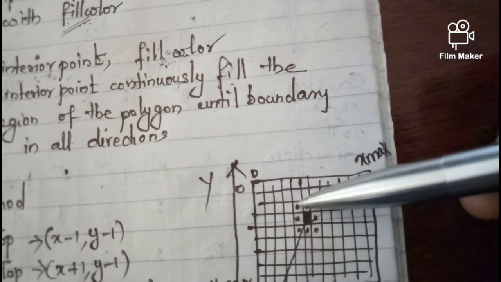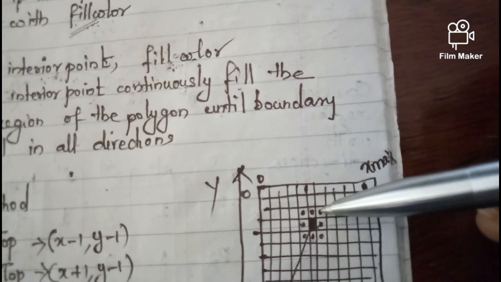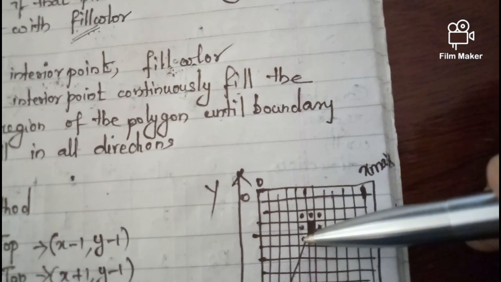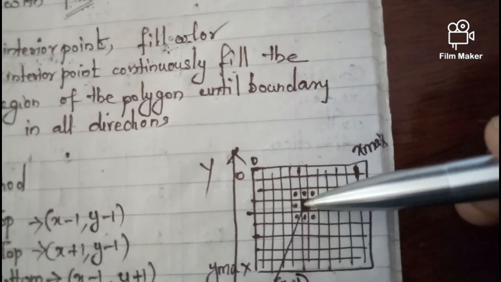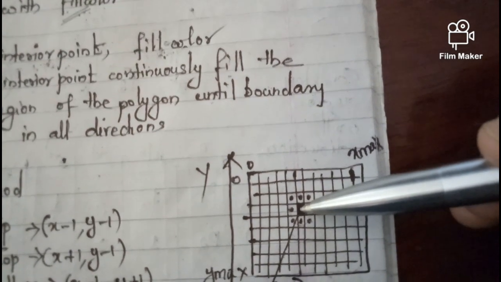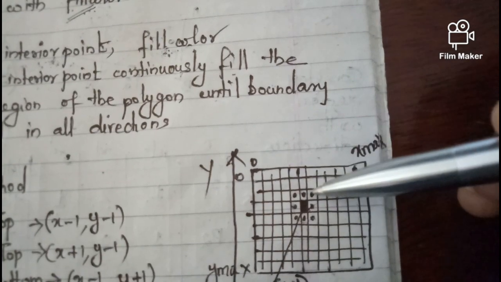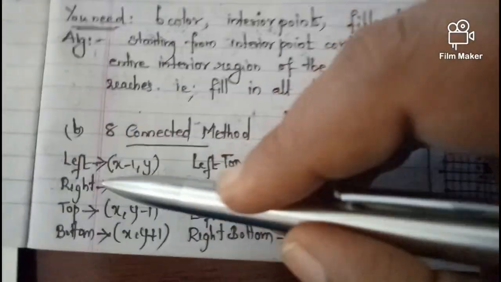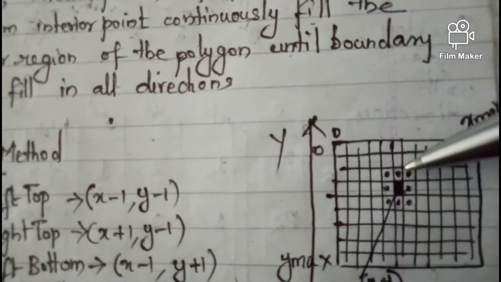This position will be represented as top left. This is represented as top right. This is represented as bottom right, and this is represented as bottom left. So after selecting a pixel, the method in which all the 8 neighboring pixels are selected is called 8 connected method. So we have already seen how to represent the left, right, top and bottom pixels. Let us see how to represent the corner pixels.